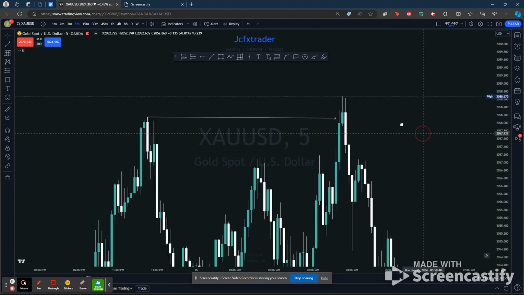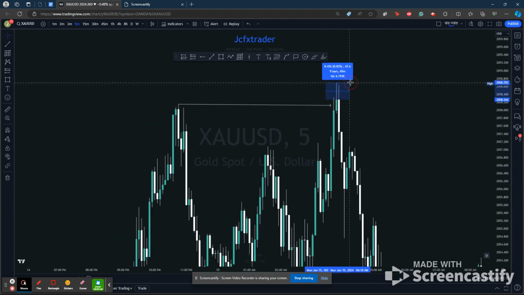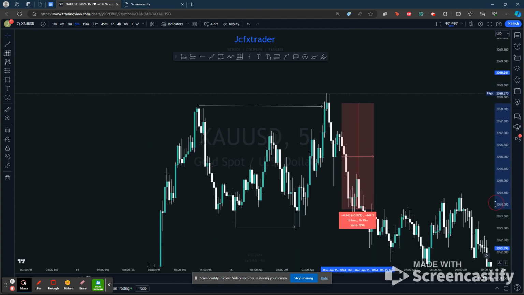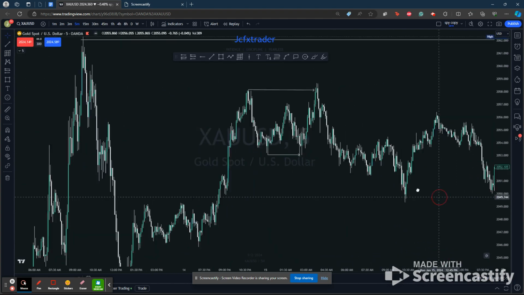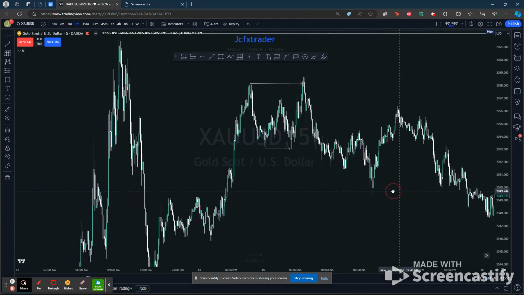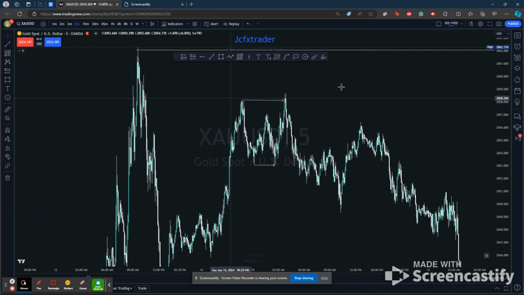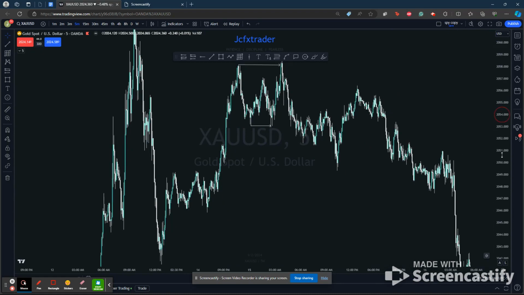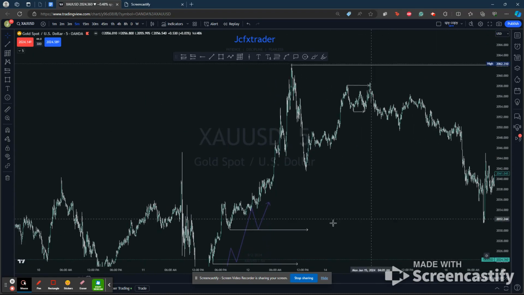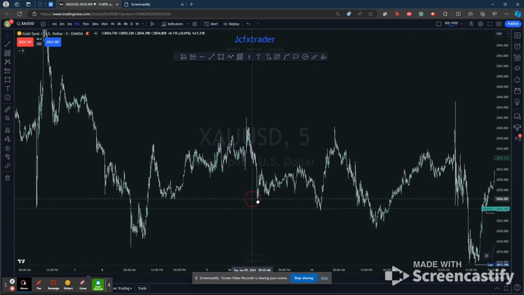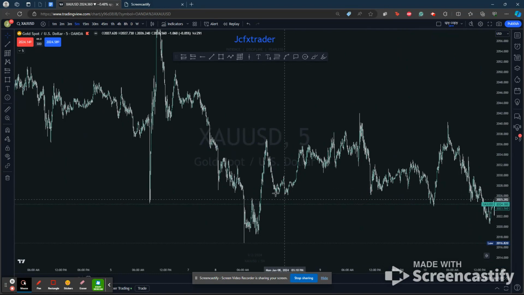So price comes down, takes traders out, and then it heads lower. Now you may ask, okay, why is it heading lower? Because we had just swept buy side liquidity and reacted off a higher time frame fair value gap. Let's take another look at an example of, let's say, a liquidity sweep.